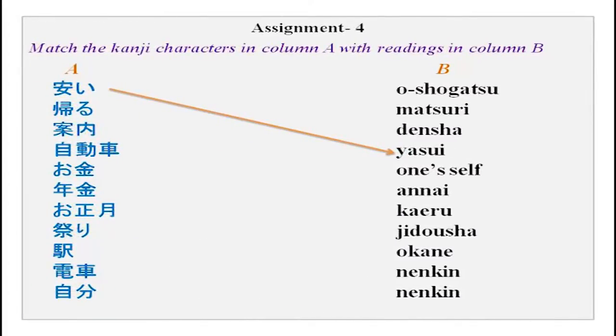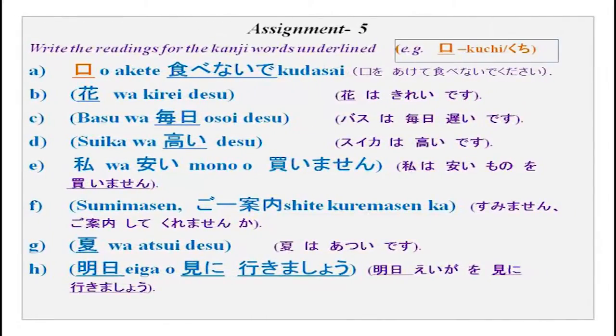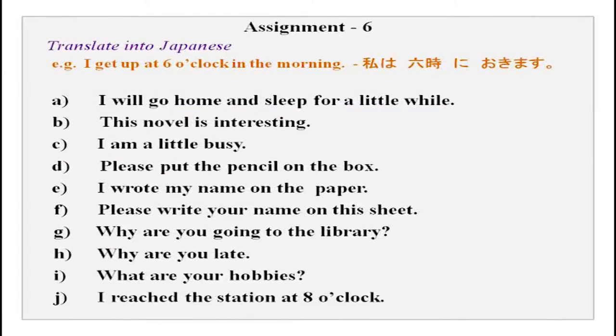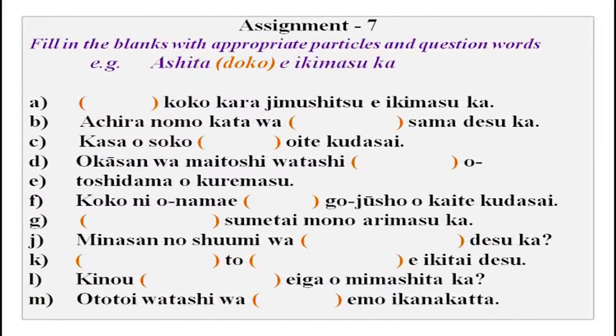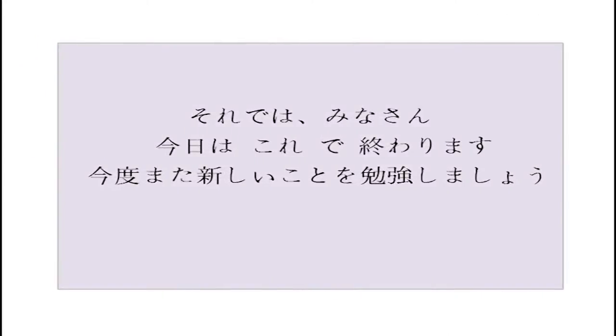Then you have match column A with column B. You again have sub kanji words here, write the readings of these words. Then translate these into English and then fill in the blanks with appropriate particles and question words. So, there is lots for you to do, lots of new vocabulary, words, forms, try to do those, practice, make some sentences and practice conversation with your partner.